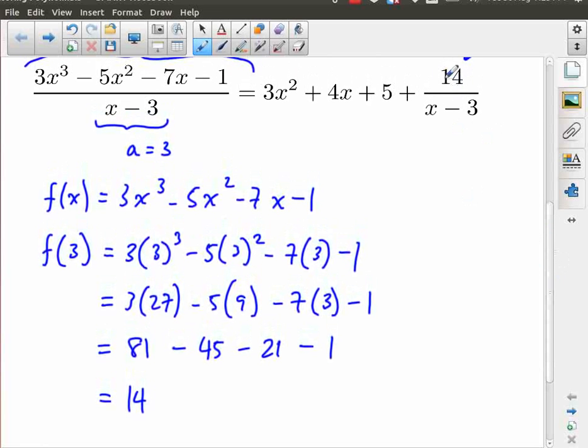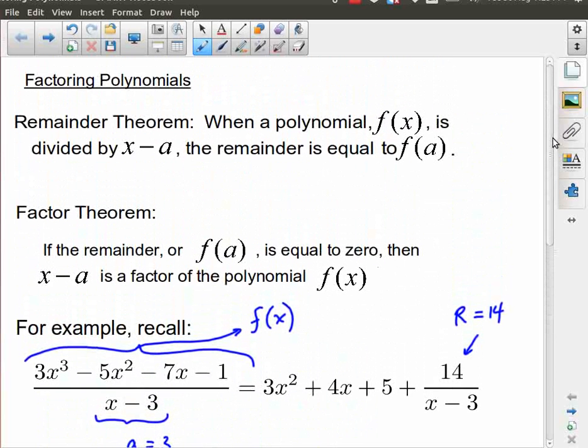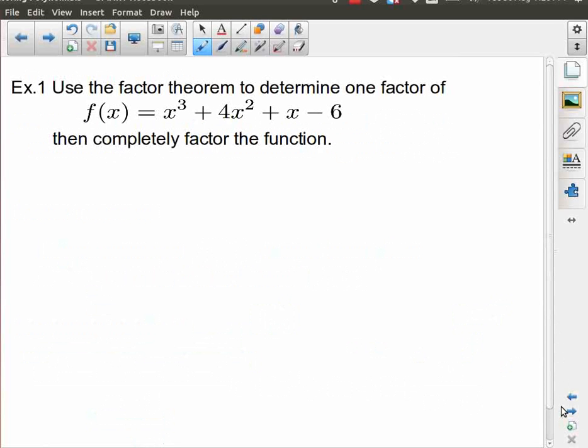Now the remainder theorem can be useful, but if you wanted to get this full answer, you were still going to have to do your division, long division or synthetic division. But where the remainder theorem becomes very powerful, very efficient, is using the remainder theorem to look for a remainder of 0, which is the factor theorem. That's going to be much more useful to us. So let's take a look at that idea.